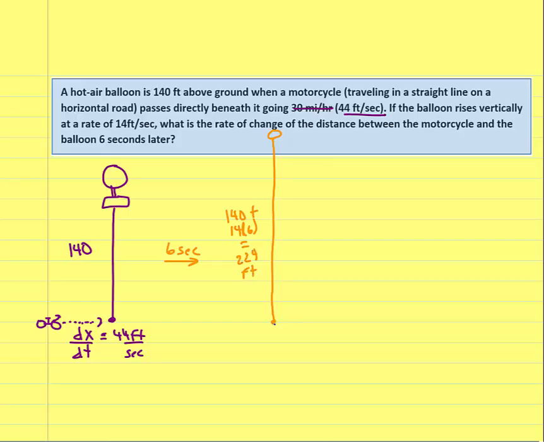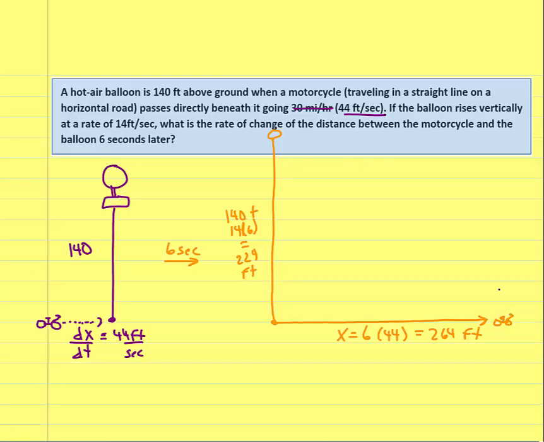Now the motorcycle keeps going as well for 6 seconds. And so for 6 seconds, this distance x is 44 feet per second. So that's 6 times 40 is 240 plus 24 is 264 feet in 6 seconds. So the motorcycle is now here.